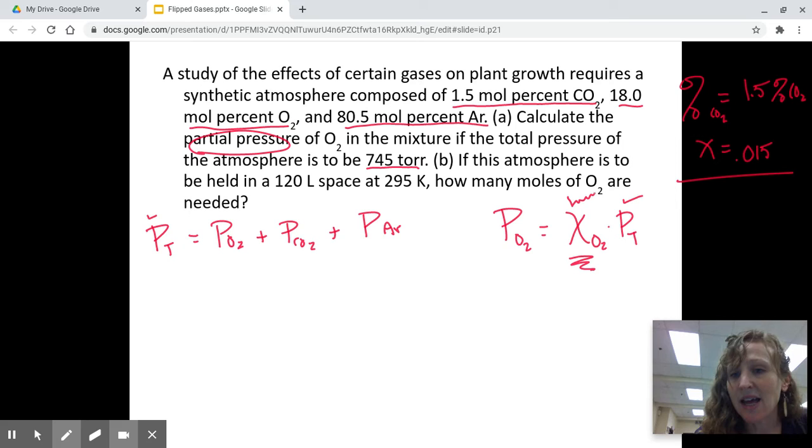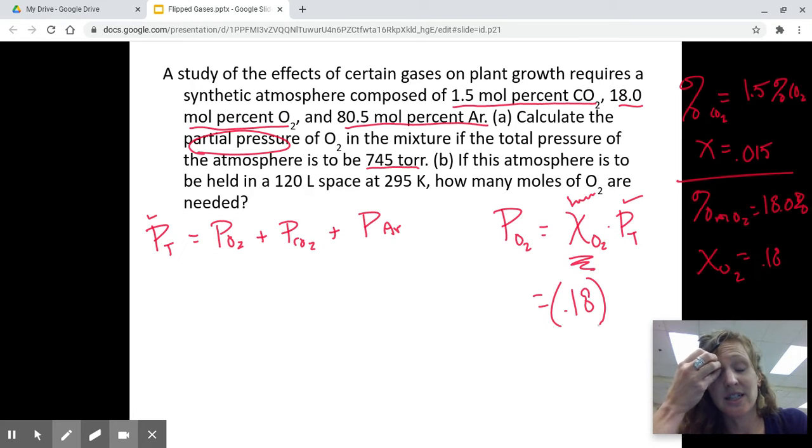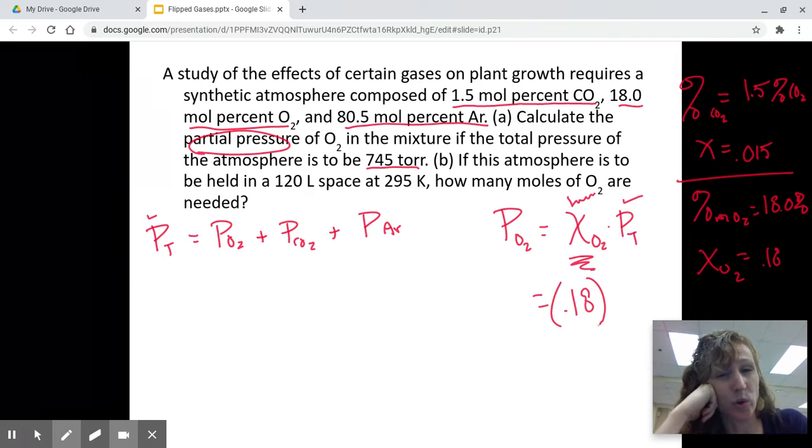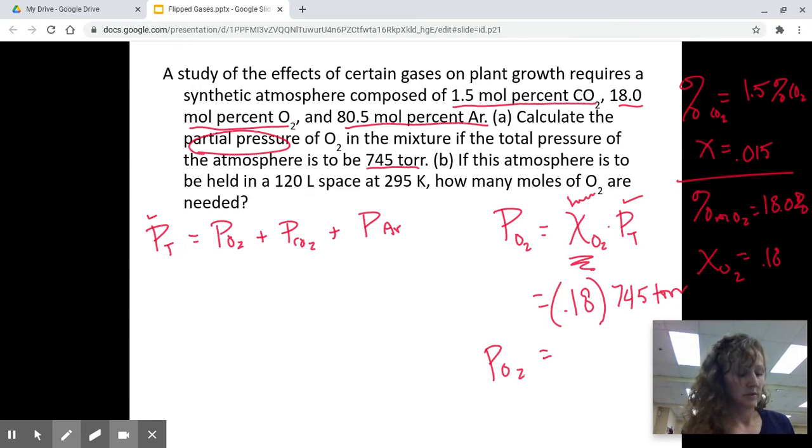So if my mole percent by mole of O2 is 18.0%, then my mole fraction of O2 is 0.18. Okay, so there I go, 0.18. Now, mole fraction doesn't really have units. It's like moles of your part over moles of the whole, right? So we just ignore the units of mole fraction. And then your pressure total is 745 torr. So your pressure of O2 is those two things multiplied.